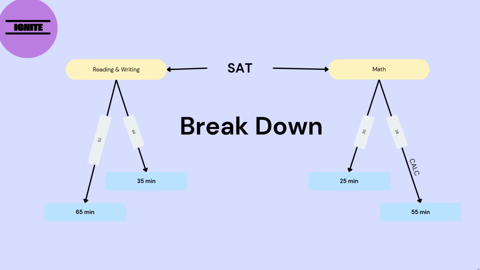As for the timing, there's 65 minutes for the reading section, 35 minutes for the writing section, 25 minutes for the math no calculator section, and 55 minutes for the math calculator section. That being noted, there are breaks on the SAT. There is actually a 10-minute break between the reading and writing section, and there's a 5-minute break between the math sections. Note, there is no break between the writing section and the non-calculator math section.